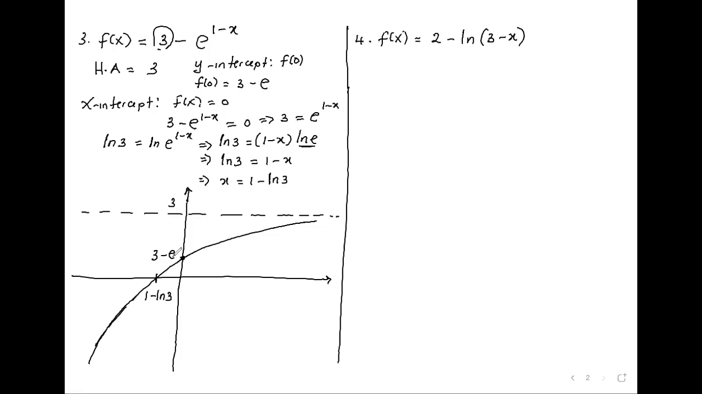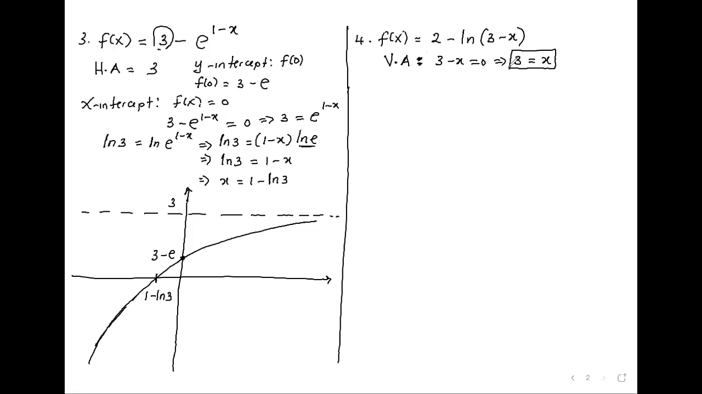Like that. Let's go to the log. Here is a vertical asymptote, how do we get it? We equate 3 minus x to 0, giving us 3 is equal to x. So this is the vertical asymptote.